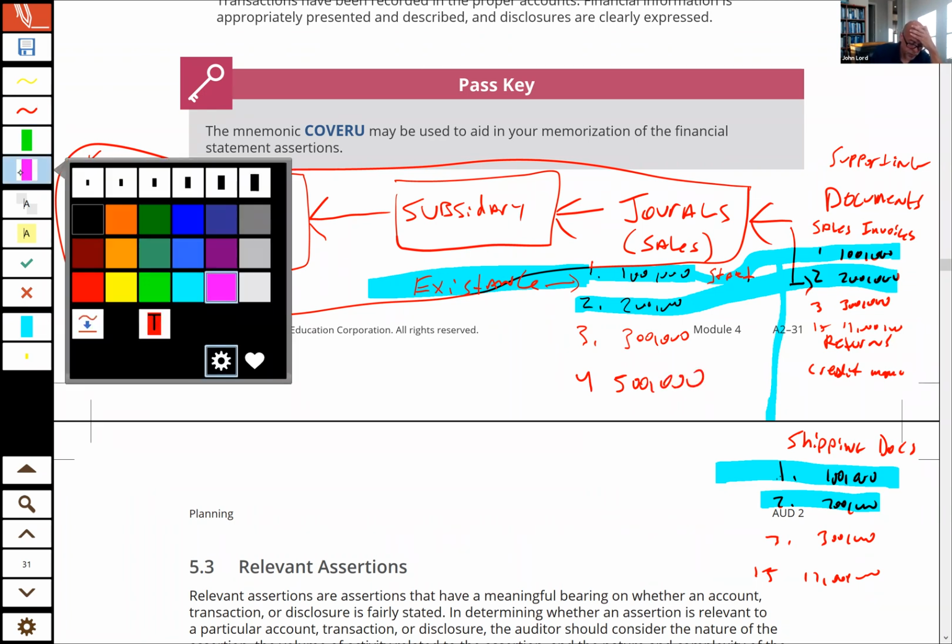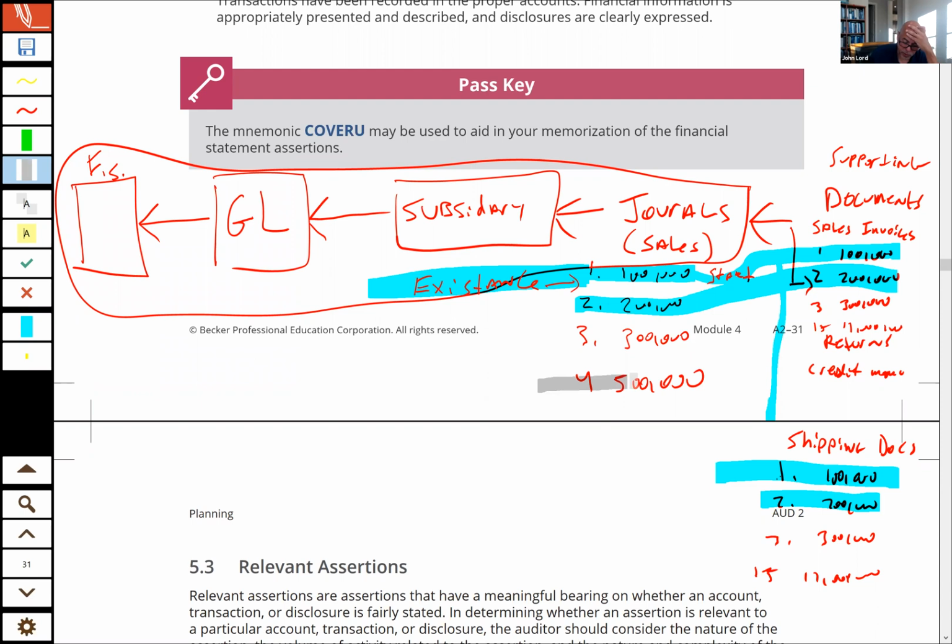Okay, we need different colors. So I'll do this gray. I guess you could see that. And if you can't see the gray, I'm going to give up. Okay, on the color thing. So I come over and I see this one, number 4. Do you see number 4 in the supporting documents?